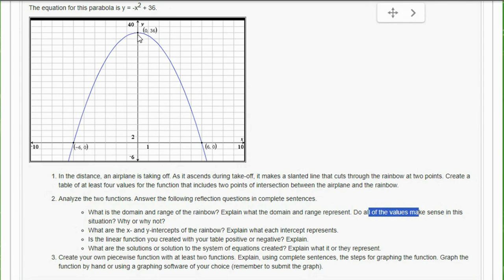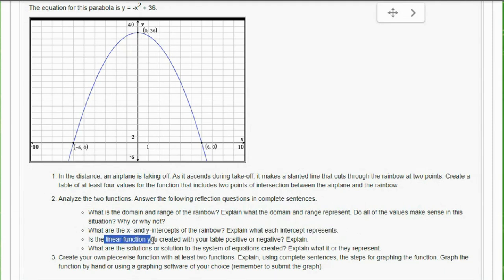It says the rainbow goes from 36 down to negative infinity. Does the rainbow go to negative infinity? Why or why not? What are the x and y intercepts? Okay, here's x intercepts. There's a y intercept. What do those represent for the rainbow?